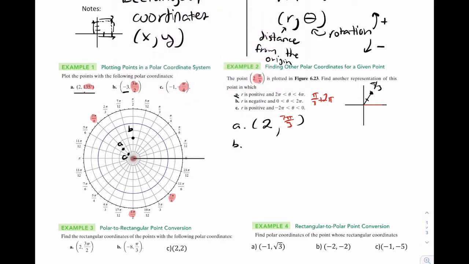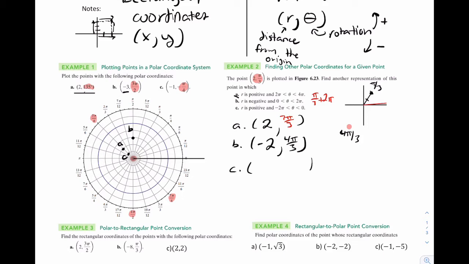So for B, it says r is negative now. So r is negative 2, and theta is a regular rotation. So if you think about that, that would mean we want to face right here. Because if we face there and we rotate to there, we go backwards 2 units, and that will line up. So think about what angle that would be. That would be 4 pi over 3, and that's it. -2, 4 pi over 3.